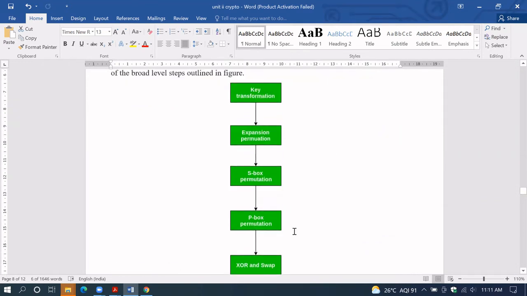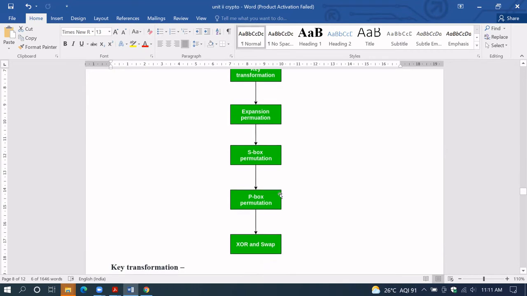What will be included in those 16 rounds? First is key transformation, second is expansion permutation, third is S-box permutation, fourth is P-box permutation, XOR and swap.